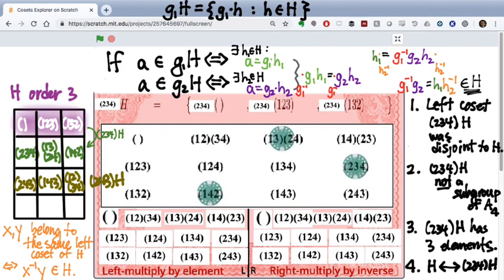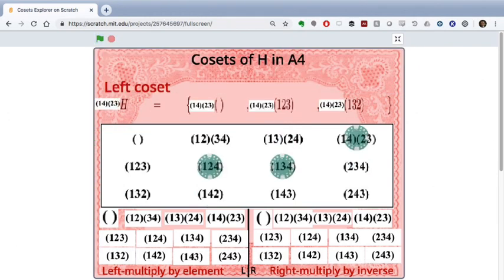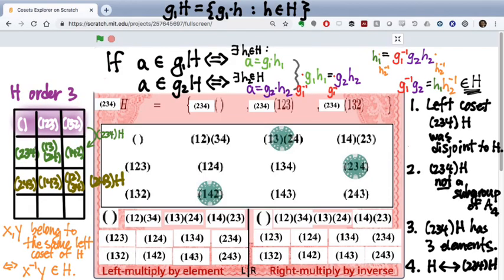(1,4,2,3), that 2 plus 2 cycle. Let's try it. (1,4,2,3). Yep, that exactly accounts for the remaining three elements. So let's make that the representative for my last row. Get back to my table here. So (1,4,2,3)H. And so this entry here would be (1,4,2,3). And then the other two missing elements were (1,2,4) and (1,3,4). Great. Okay.